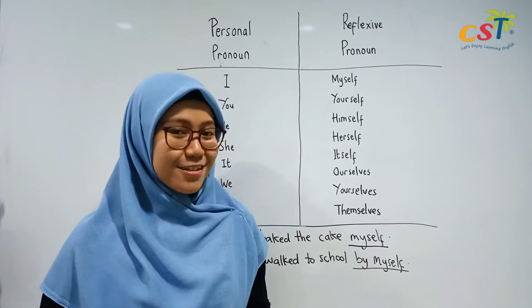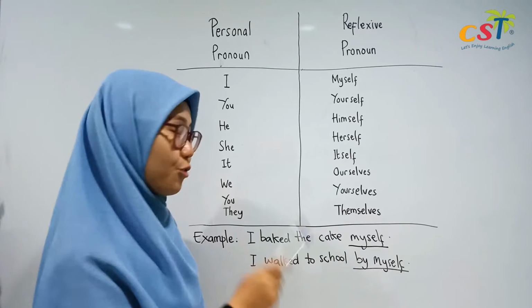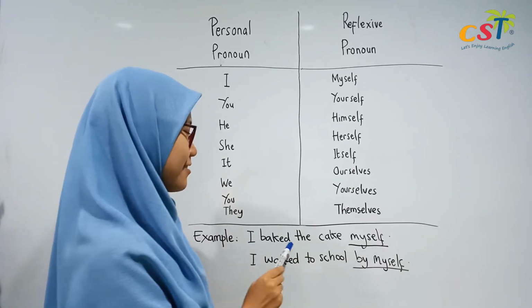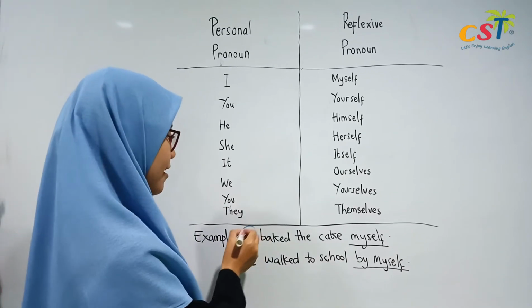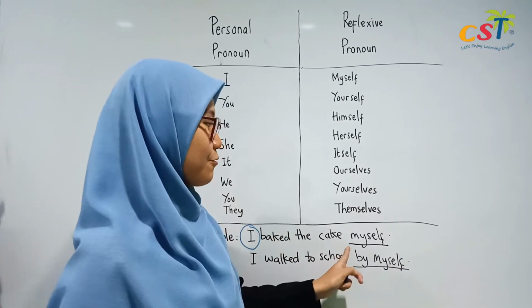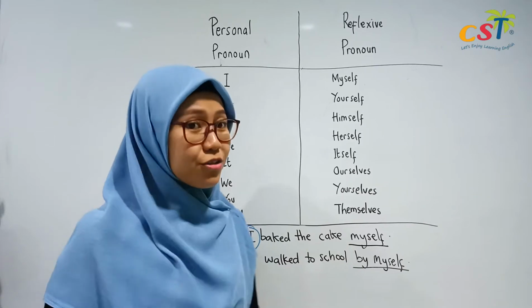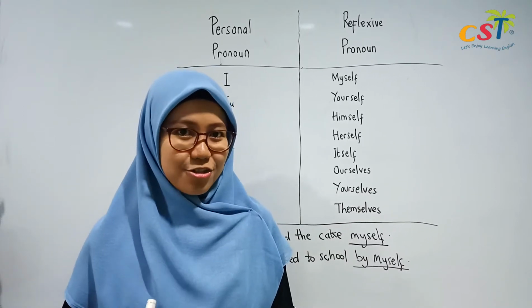So in this sentence, we put emphasis on who did the action. I baked the cake myself. You can take a look at the subject, I, and then put the reflexive pronoun myself because the subject is I. So you want to put emphasis that you are the one who did the action.